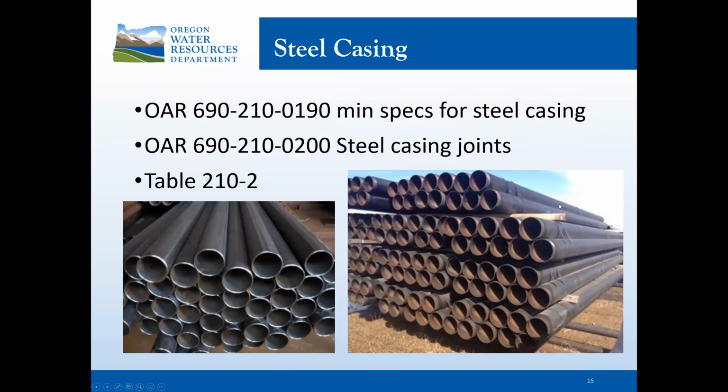As we're talking about casing, it's very important that you're familiar with where to find the specifications for casing and the casing joints. The OAR 690-210-0200 steel casing joints. All steel casing joints shall be welded or threaded, coupled, and shall be watertight. If welded casing joints are used, the weld shall be full penetrating weld at least equal in thickness to the wall thickness of the casing. Welded casing joints shall have a tensile strength equal or greater than that of the casing.